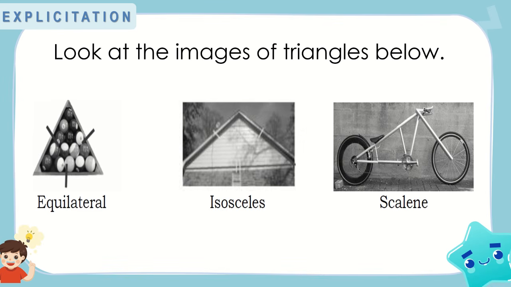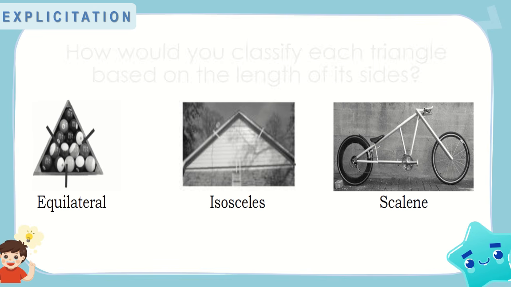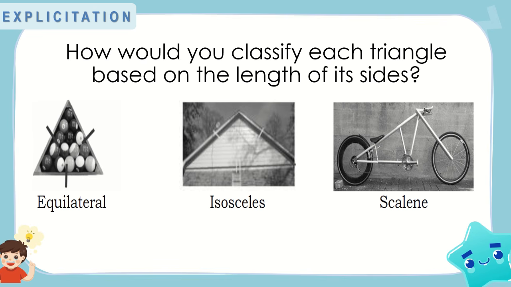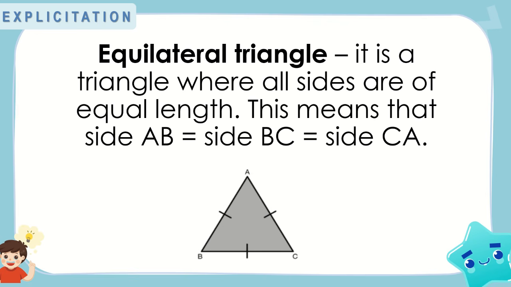Look at the images of triangles below. We have equilateral, isosceles, and scalene. How would you classify each triangle based on the length of its sides? Equilateral triangle. It is a triangle where all sides are of equal length. This means that side AB is equal to side BC is equal to side CA.